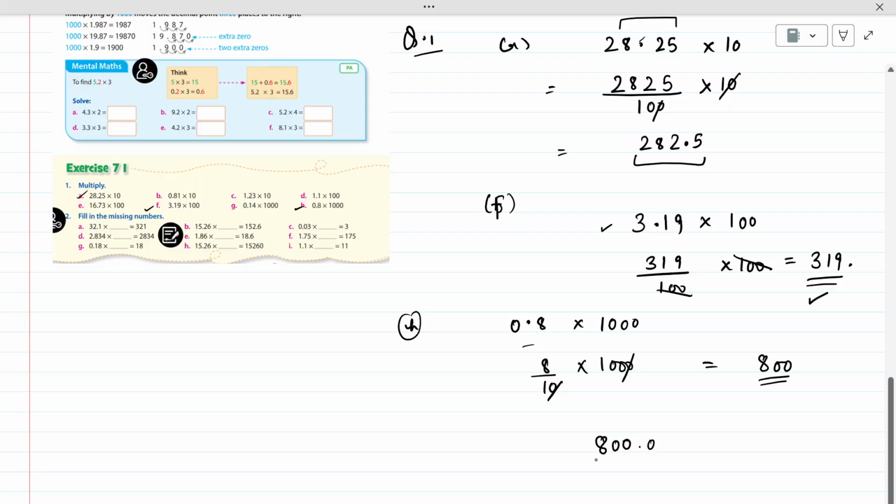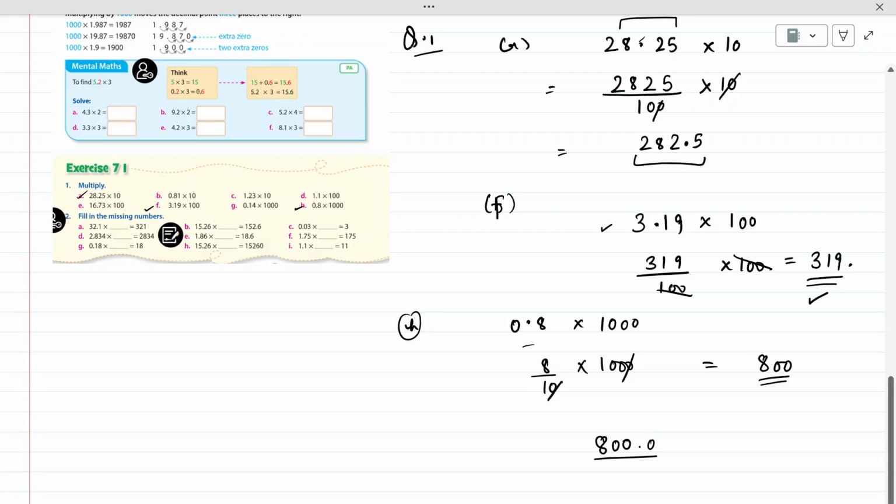Okay, so what I want to say is there is no need of doing all these calculations. If you are given such a question, you can generally just see how many zeros there are in the number we are multiplying with here, and accordingly you can move that many places to the right.